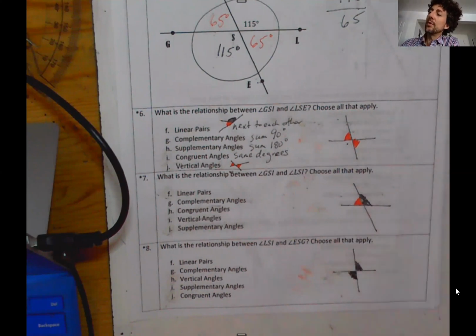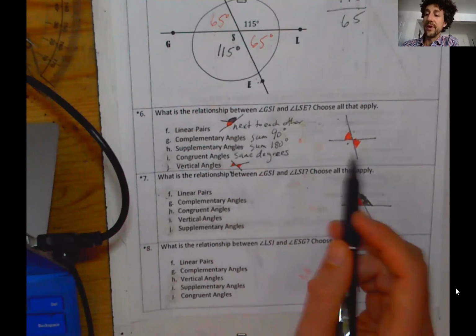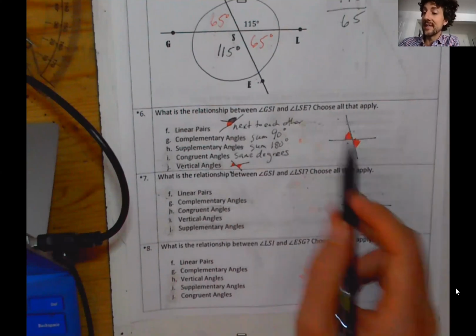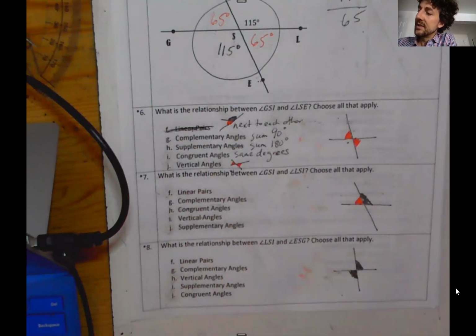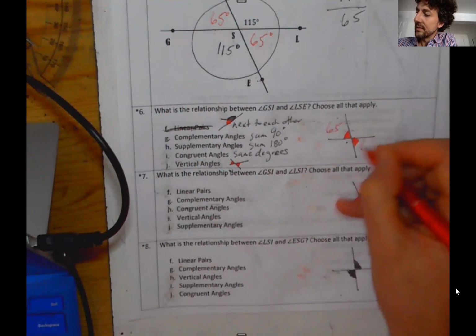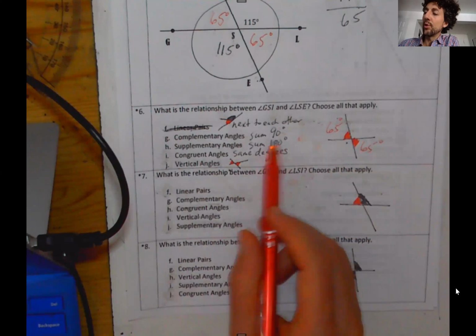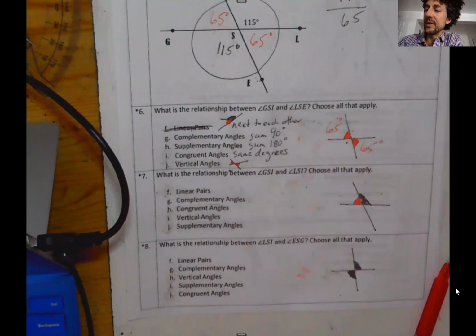Okay. So looking at these two angles that we annotated, are they linear pairs? Are they next to each other? No, they're not. They're across from each other. They're opposite each other. They're not next to each other. They're not linear pairs. They're each 65 degrees. So when we add them together, when we sum them, do we get a total of 90? No. The total here is 130 degrees. So these are not complementary angles.